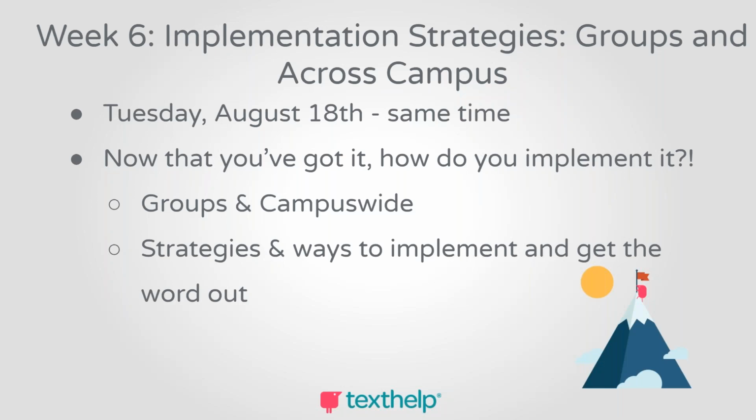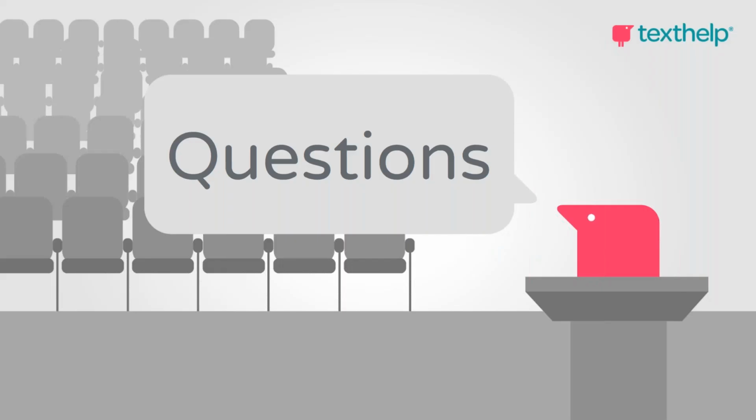As a reminder, week 6, our second to last week together, is next Tuesday at the same time. We're going to talk about implementing Read and Write on campus. We're kind of circling back to Read Write. Now that you've got our tool, how do you get the word out on campus? If you're thinking about adopting, how do you make sure students are using it? How do you make sure that students know about it? So know that that's what we're going to focus on and talk about.